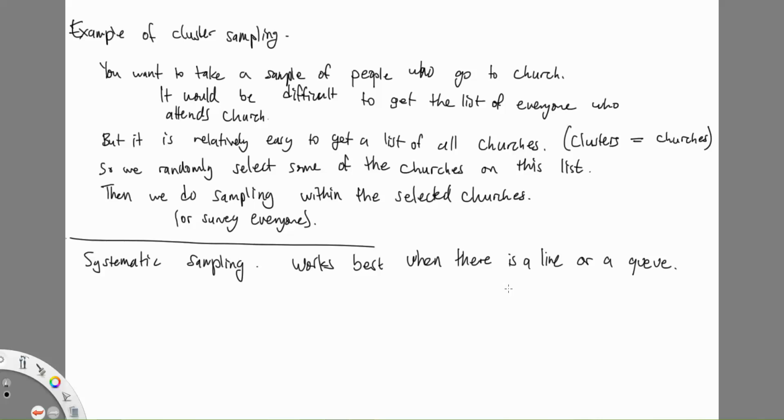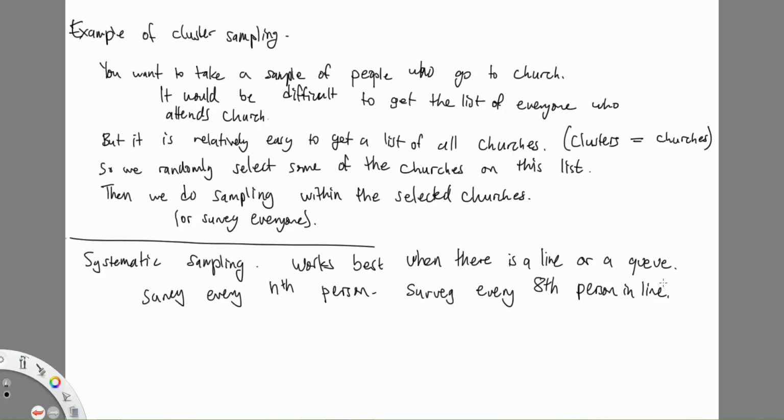All right. So this works best when there's a line or a queue. Systematic sampling. Basically, you just survey every nth person. So, like, survey every 8th person in line. Nth, where n is just some number. Whether it's the 8th person or the 10th person or the 3rd person, whatever you want.